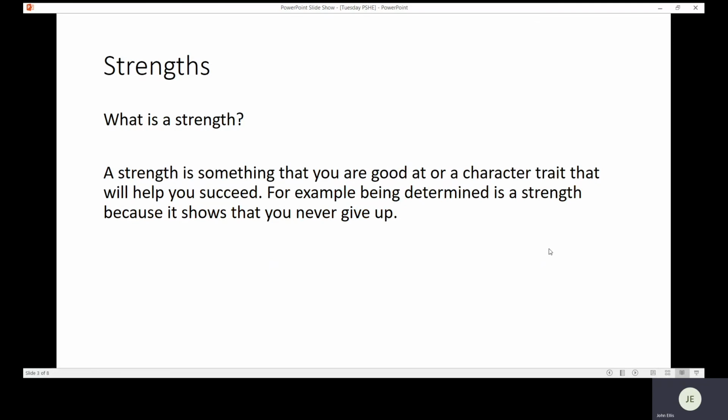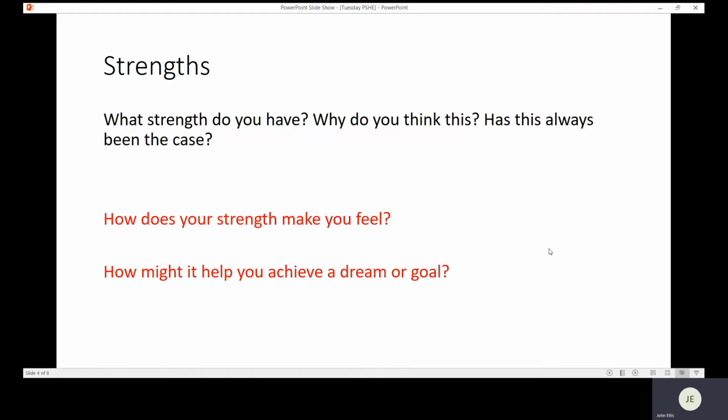So what we're going to try and do today is to come up with some strengths and try and apply them into the future. So I've got here, what strength do you have? Why do you think this has always been the case? So again, like before, I want you to get your pen and paper. I want you to slow down, pause the video, and think about what strengths you have. Again, much like the start of what you're good at, it can be personal strengths, i.e., that you're a good friend, or that you're very kind, or that you're determined, or it could be a very literal strength, that you're very good at doing sporting activities, or you are physically strong yourself.